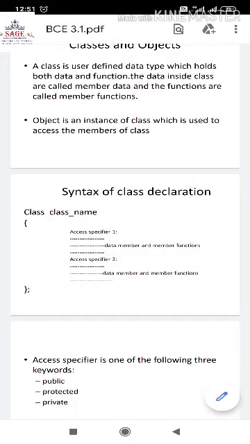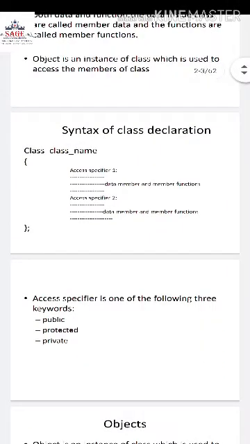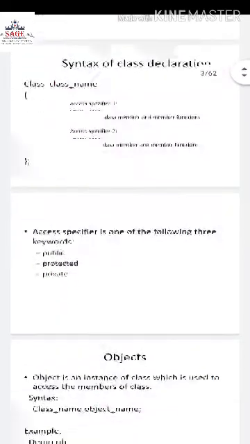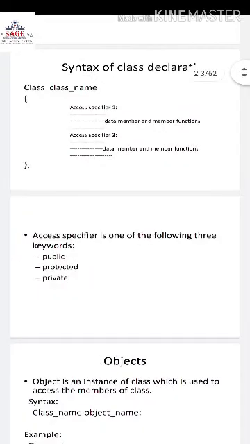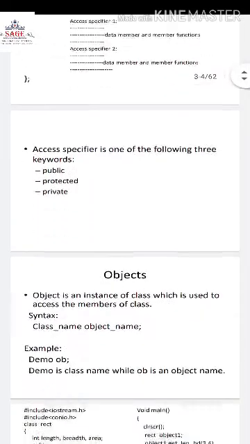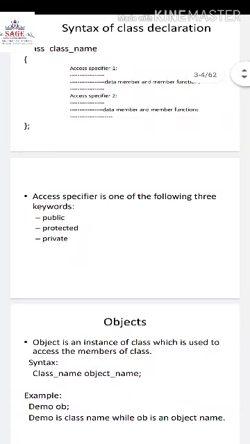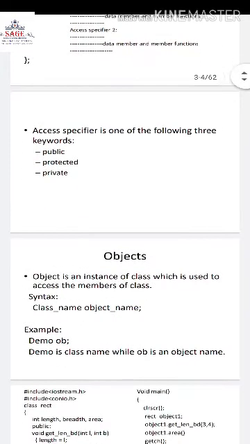So access specifiers are of three types. They are public, protected and private. We can place any data members or member functions inside these access specifiers. We will come into more detail about how and what is the impact of using these three types of access specifiers, that is public, protected and private. We can place any number of data members or member functions inside these access specifiers.